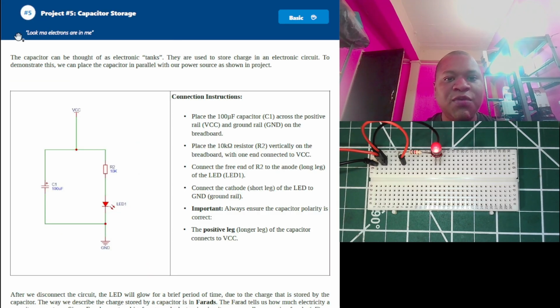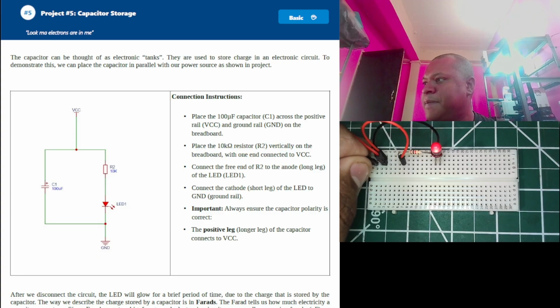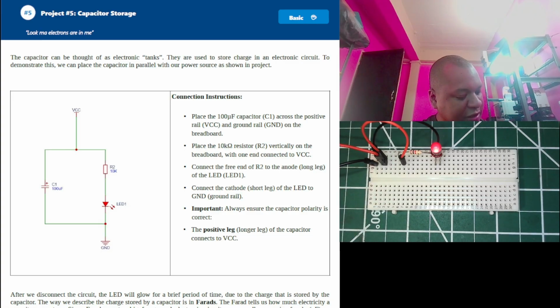So the circuit we want to use is just to show the capacitor storage capability. And what I have here is this circuit. If I just remove the negative line, you see it goes off instantly. So remove the negative, instant off. And what we could do is actually put a capacitor in the circuit.